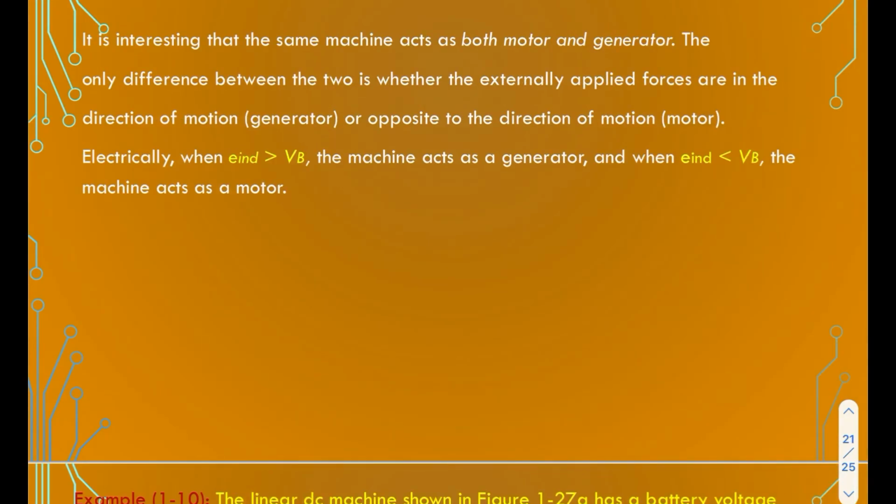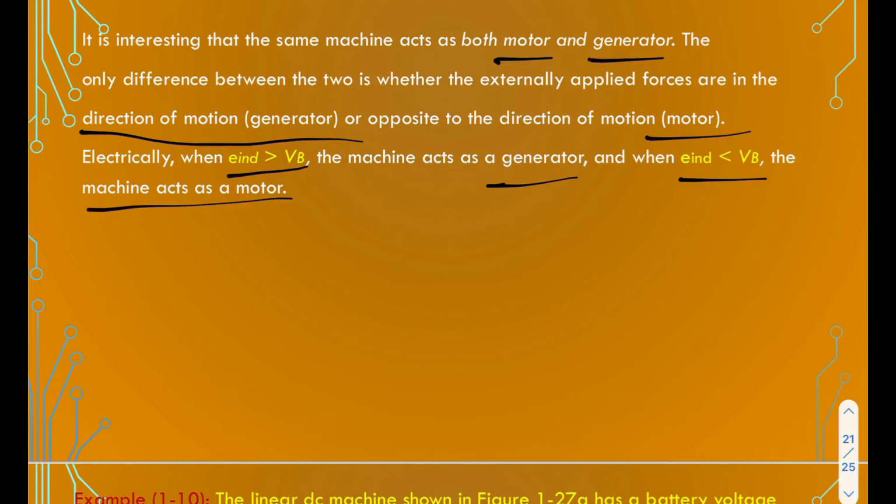It is interesting that the same machine acts as both motor and generator. The only difference between the two is whether the externally applied force is in the direction of the motion. If it is in the direction of the motion, it will be a generator; if opposite to the direction of the motion, it will be a motor. Or electrically, when E induced is greater than V_B, the machine acts as a generator, and when E induced is less than V_B, V battery, the machine acts as a motor.